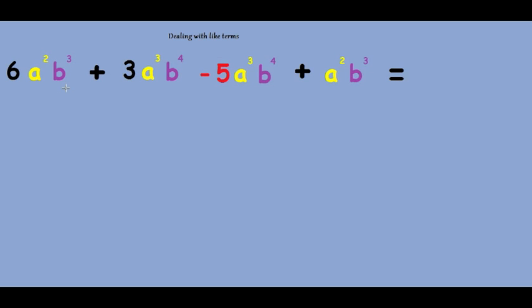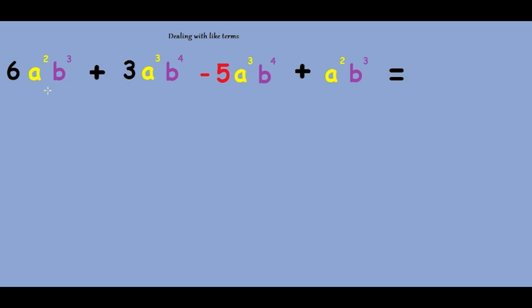For something to be a like term, for it to be the same object, it must be the same combination of both letters and its power number. So here I've got a squared b cubed, but over here I have a cubed and b to the power of 4. Yes, it has the same letters a's and b's, but the little number attached is not the same. This is a with a 2, this is a with a 3. As soon as you don't have the same power numbers, they are not like terms, so these are not the same objects.